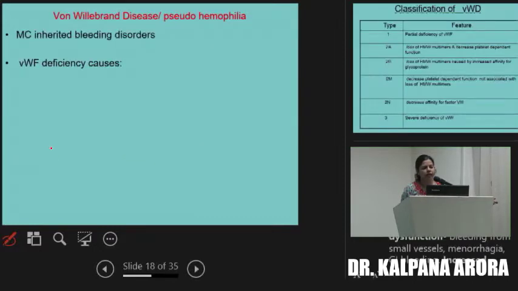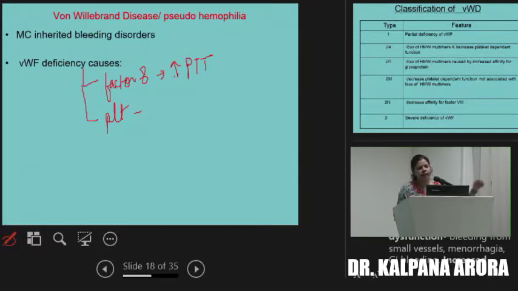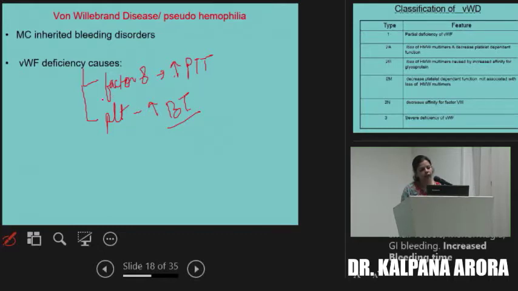So what will it cause? Due to the factor 8 deficiency, there would be bleeding in the weight-bearing joints, there would be hematoma, and also there would be an increase in prothrombin time. Second would be due to the platelet dysfunction. Because of this, there would be purpura, petechiae, bleeding from small vessels, and an increase in GI bleeding also. And because of the platelet defects, there would be an increase in the bleeding time. So there would be both deficiency of factor 8 leading to increased prothrombin time and platelet defects. So you will get all the features of platelet defect also. Clear?